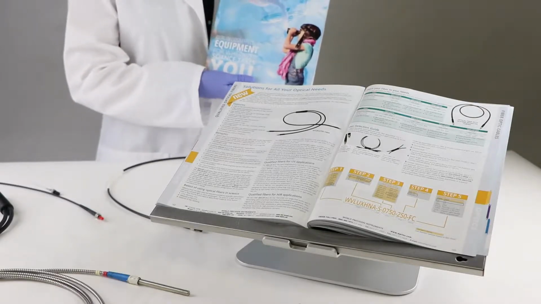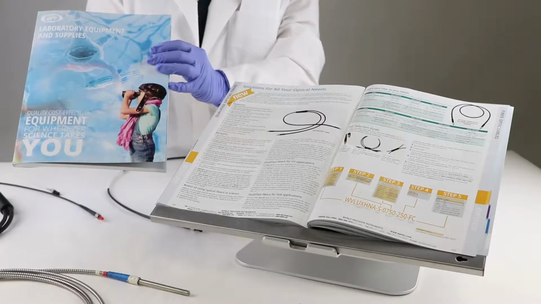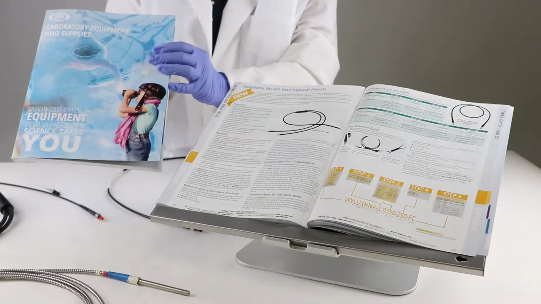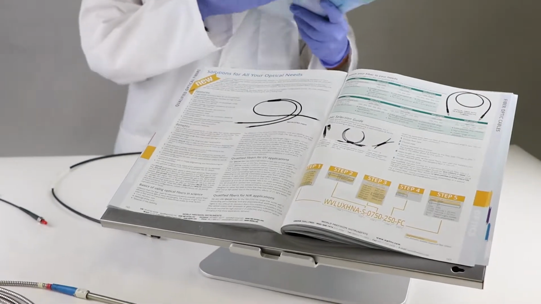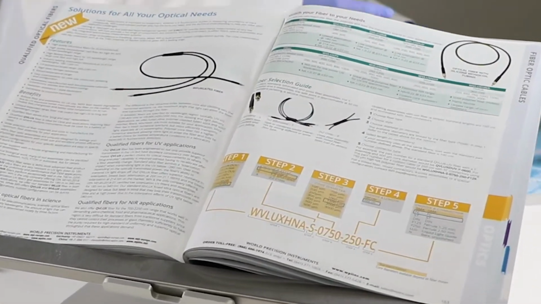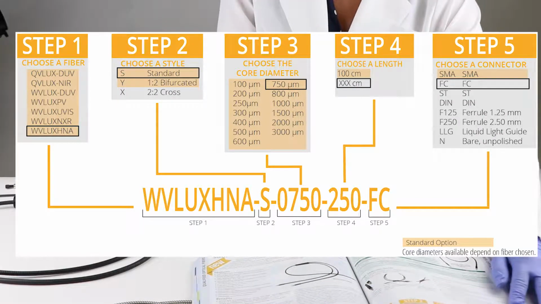Video, you will know how to submit a request for a fiber to match your needs using the WPI Fiber Selection Guide. This selection guide can be found in the 2019 catalog on page 163. There are 5 steps, so let's get started.